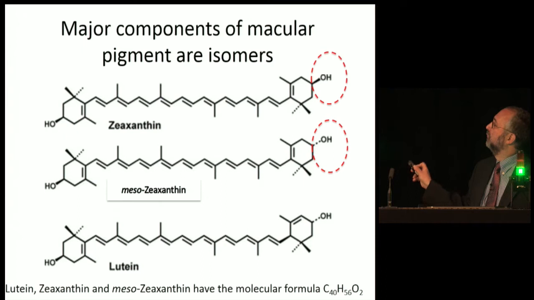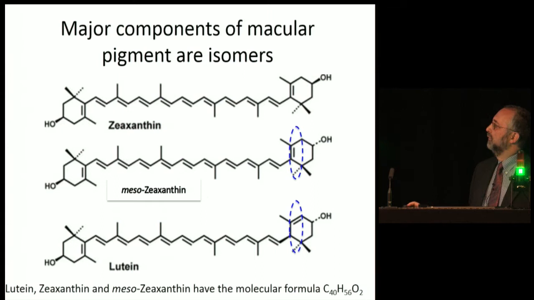When you compare lutein to meso-zeaxanthin, the chirality is already correct here, but the double bonds have to be shifted if you want to go from lutein to meso-zeaxanthin. And the question is, which is the more likely chemical reaction?